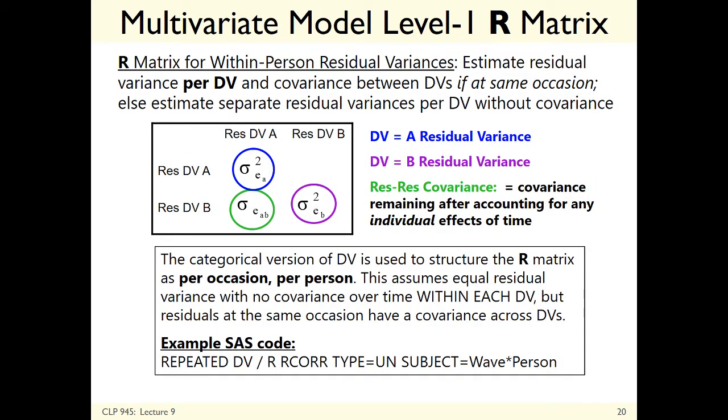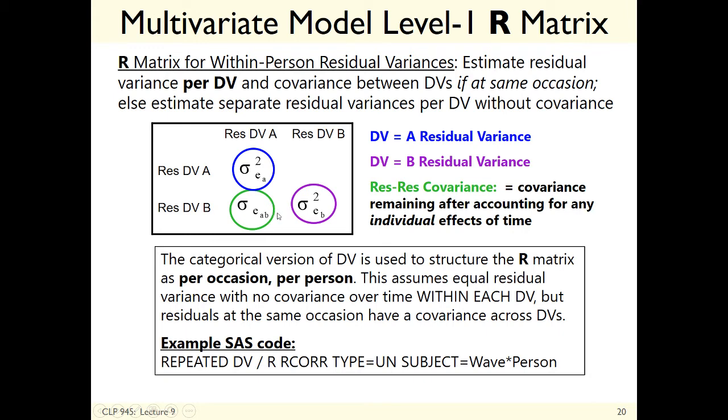So the R matrix then is going to look a little different than usual. We're going to define the R matrix as the unique combination of person and categorical time. So something like wave or occasion, not the centered version that goes in model and random, but the one that goes on class. So we are assuming then that we have a type equals VC within a DV, but we're then estimating separate residual variances for each DV as well as their covariance. So this is type equals UN.